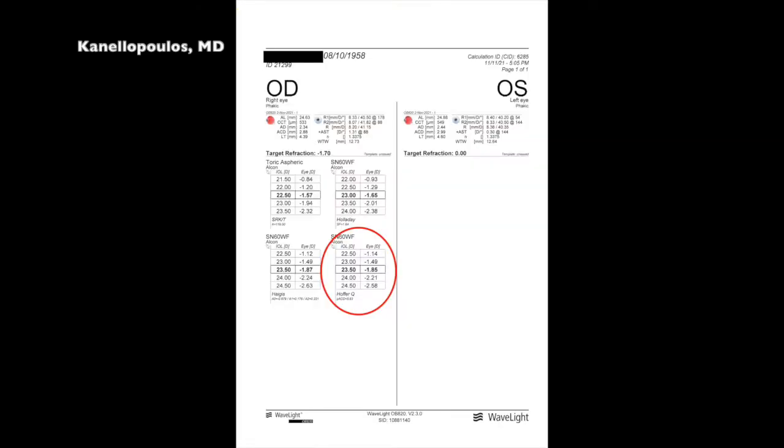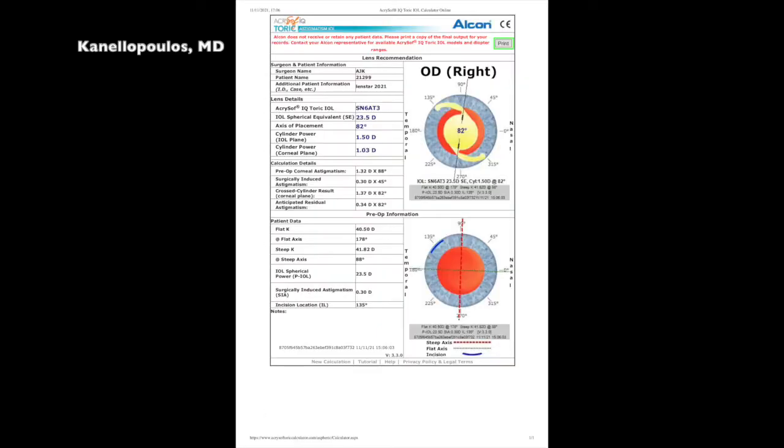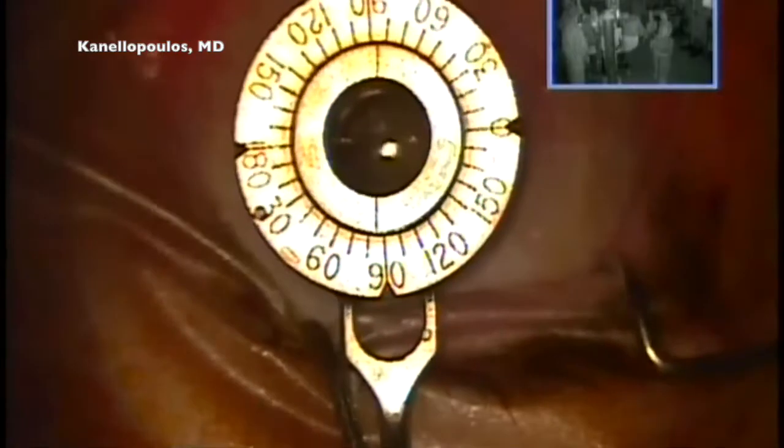We're going to see here the Hoffer Q formula that we used, and also a target of myopia. This was the non-dominant eye. We aimed for emmetropia in the other eye, and this is the Alcon AcrySof spheric toric IOL calculator with our given target for 82 degrees.